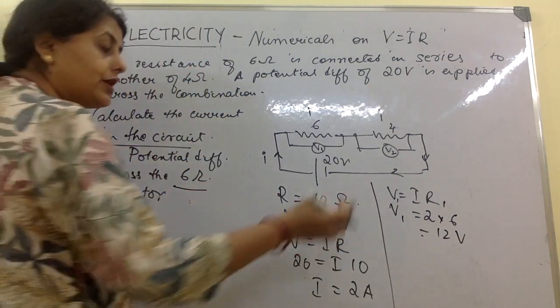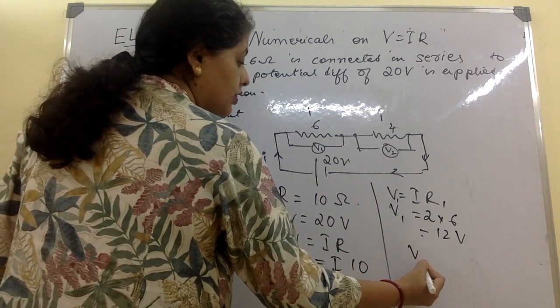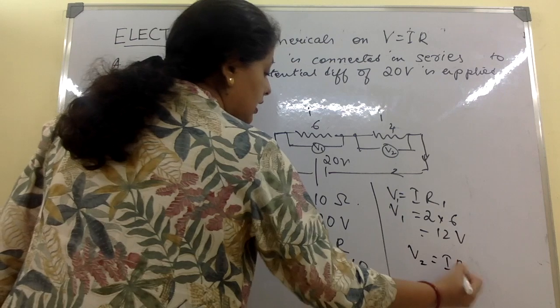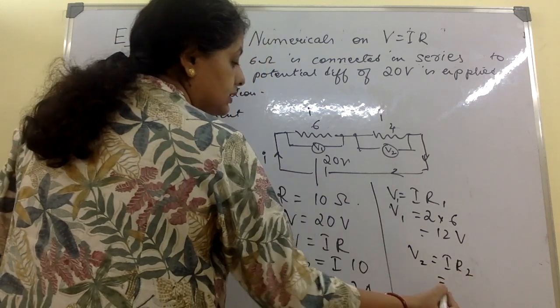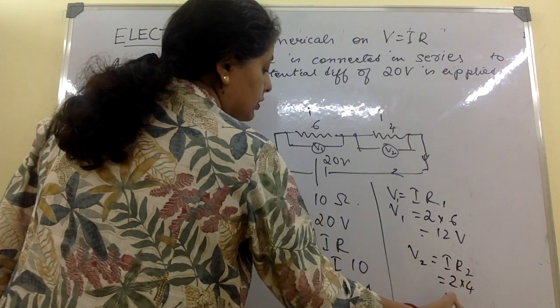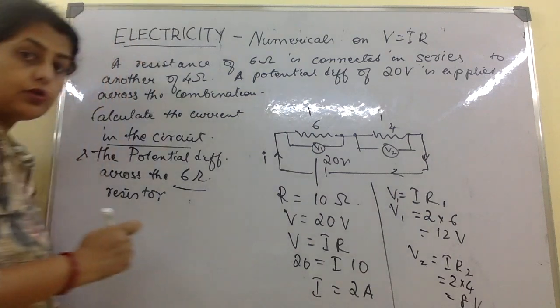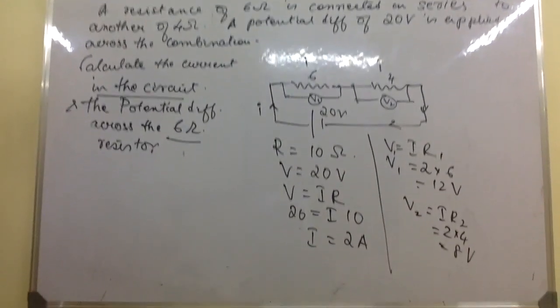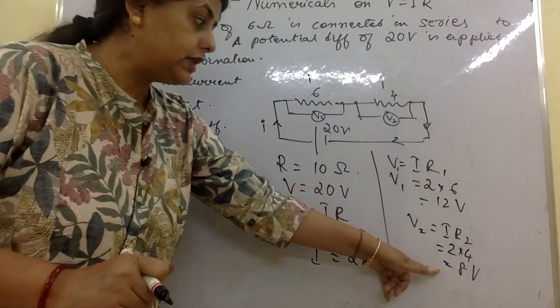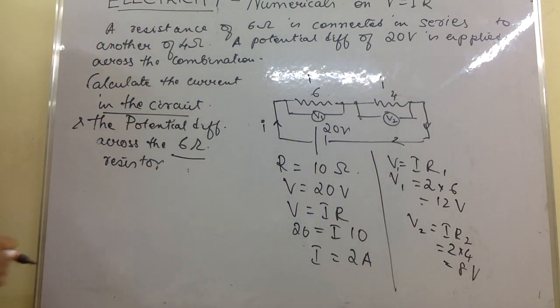You can similarly find for this also, which I'll find and show you, though they have not asked. V2 is I R2, where I is 2, R2 is 4, that makes 8 volts. Now see, 12 volts plus 8 volts, you get your 20 volts. Okay, so 12 volts plus 8 volts gives your 20 volts. Okay, so this is it.